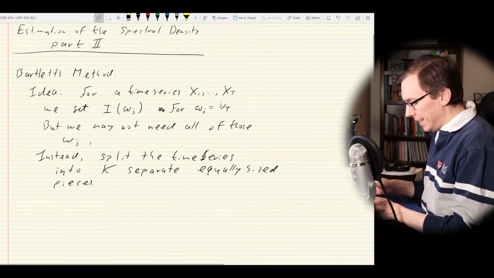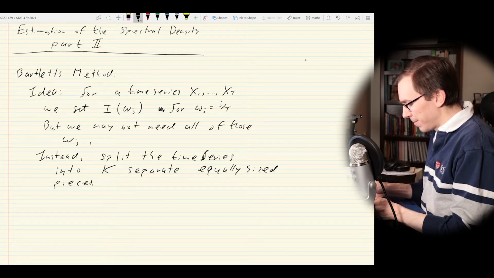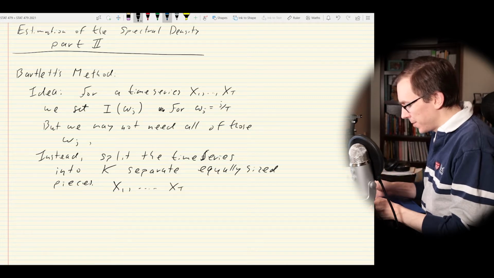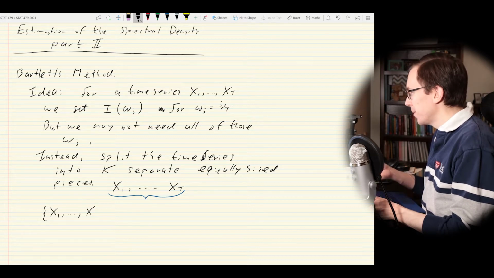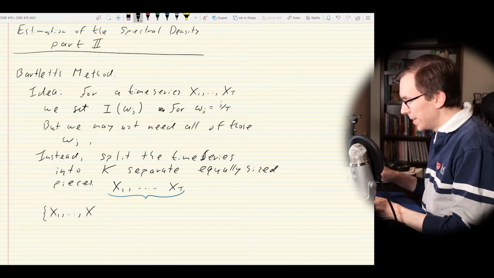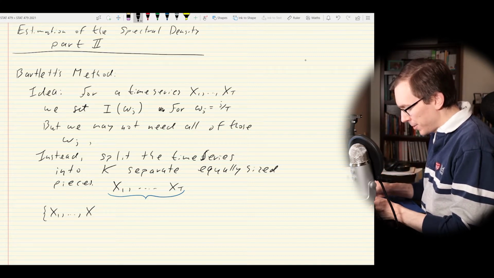So what I mean by that is you start with your x1 through xt. And then what we're going to do is break this thing up and create some pieces. We're going to have, say, k separate disjoint series of length m. Okay, so that notation is wrong. What I wanted to say was x through m. I need another variable in here.